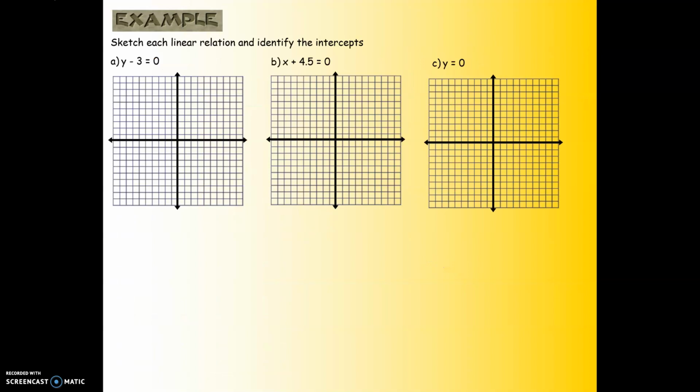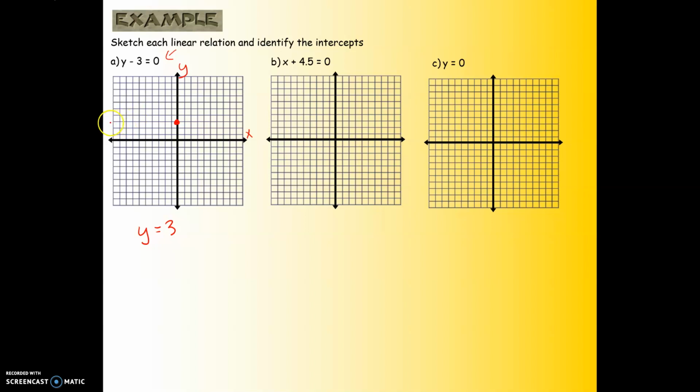Great, 3 more examples. Sketch each linear relation and identify the intercepts. So here, I'm going to write this so that y is by itself. Notice that there is no x value. When I move that -3 over, so if I add 3 to both sides, I get that y is equal to 3. So on your y number line, you're going to plot 3, and this line has no x value. I am not crossing at all on that x number line. All my point values must have that y equals 3.